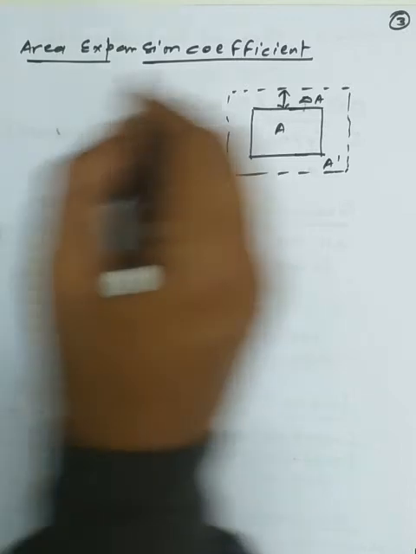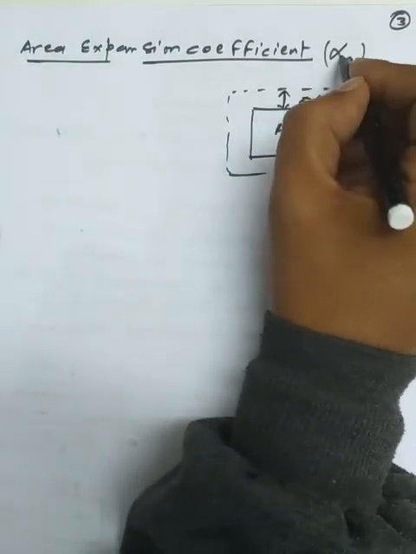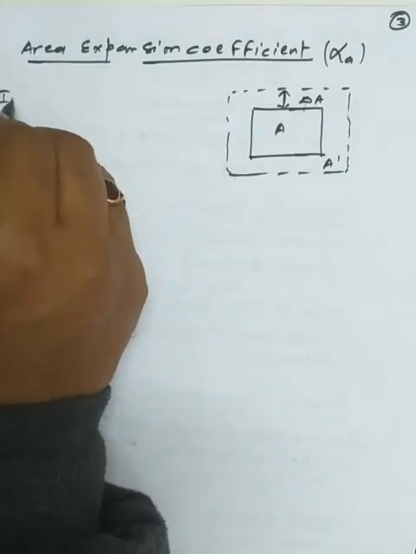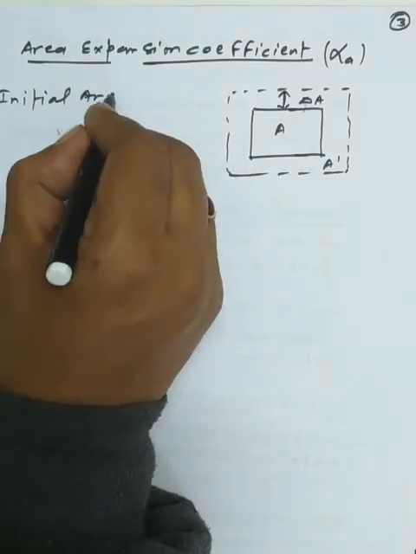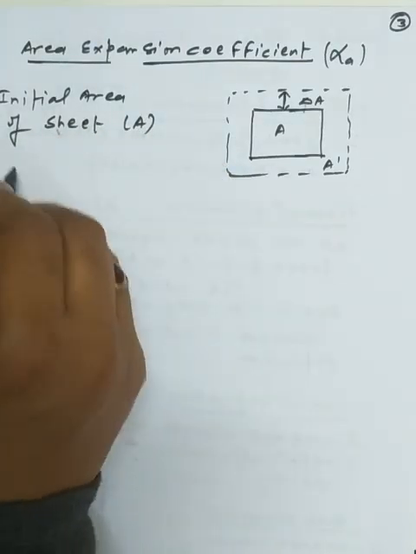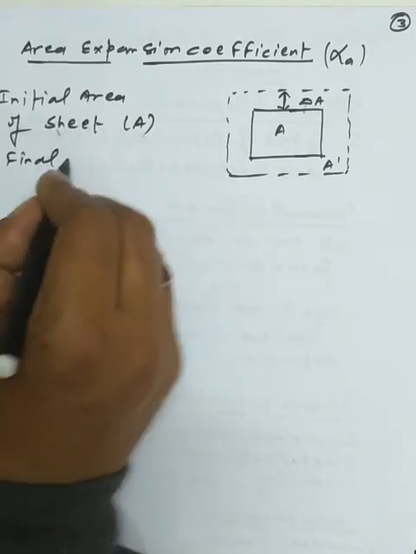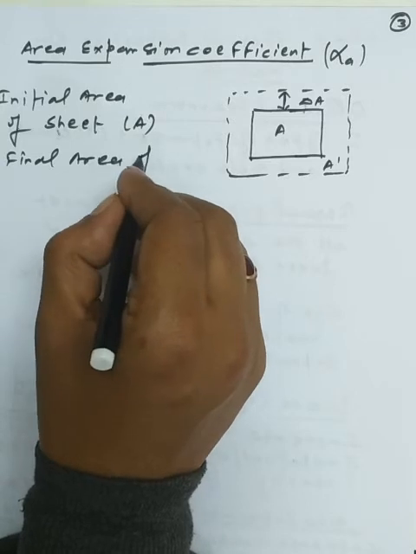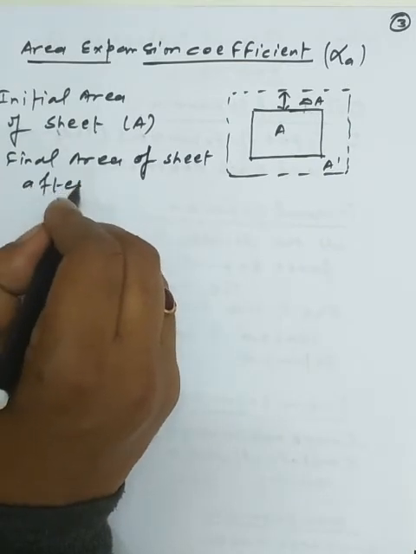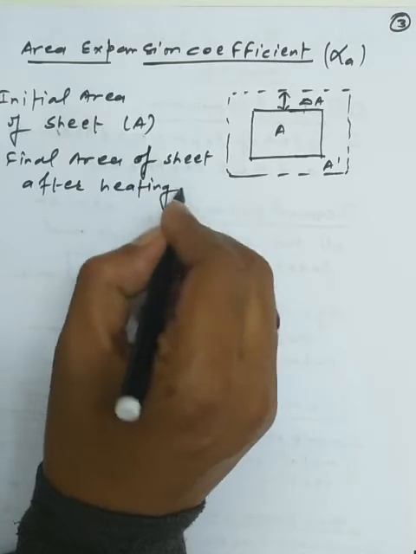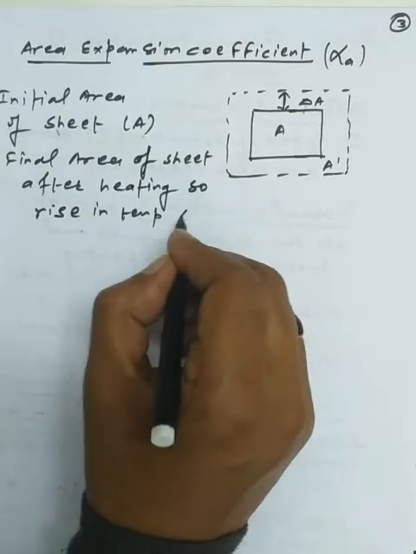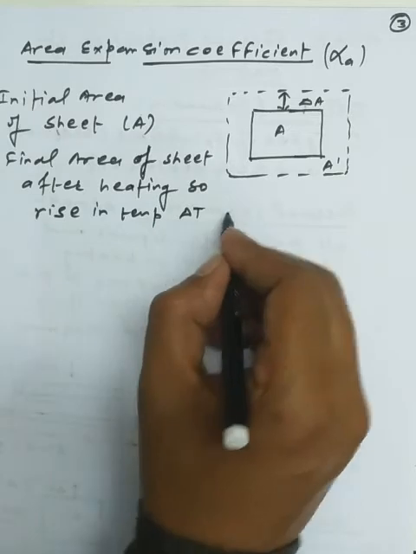Now we have the area expansion coefficient, and we use the symbol alpha A. So we have the initial area of the sheet, that is A, and the final area of the sheet after heating, with rise in temperature delta T, that is called A dash.